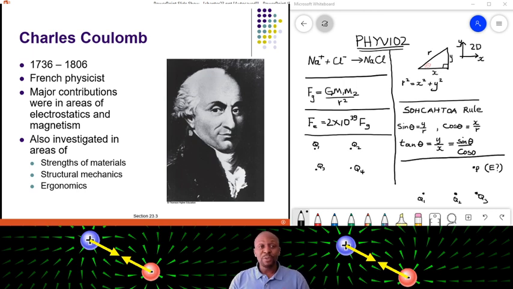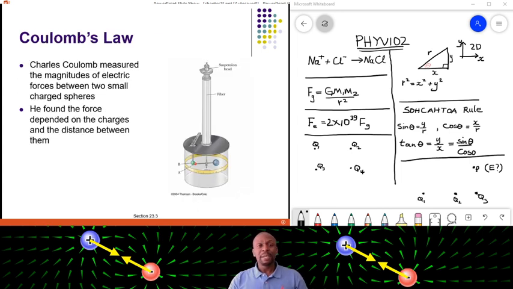Now, let me also introduce you to Charles Coulomb. Charles Coulomb was a French physicist who made a major contribution in the areas of electrostatics as well as magnetism. He also investigated areas such as the strength of materials and structural mechanics, and many other fields of study. For Coulomb's law, he used his Coulomb's balance to measure the magnitude of an electric force between two small charged spheres. He found that the force depends on the charges and the distance between them.